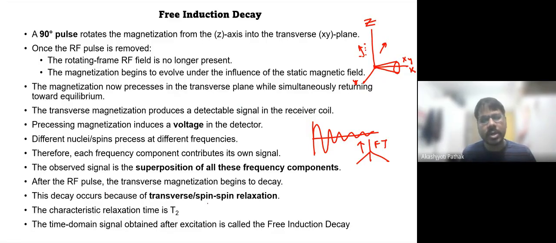After the RF pulse, the transverse magnetization will begin to decay. The decay occurs because of the transverse spin relaxation, or the T2 relaxation.